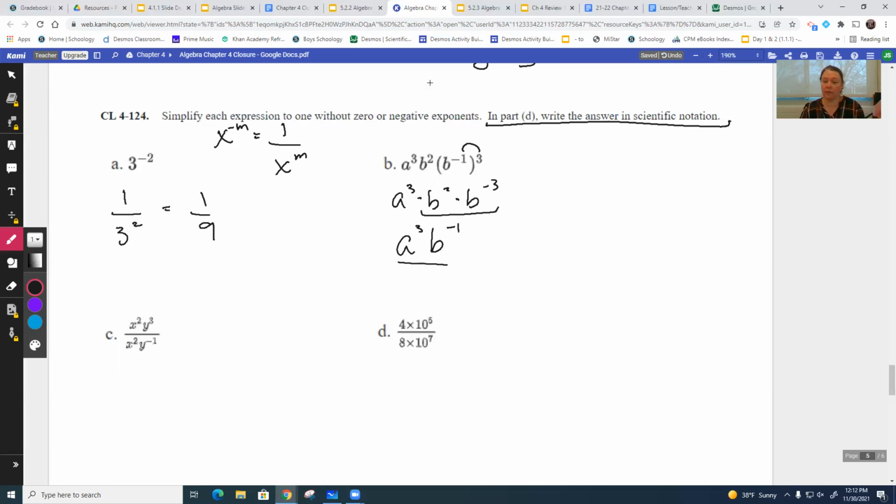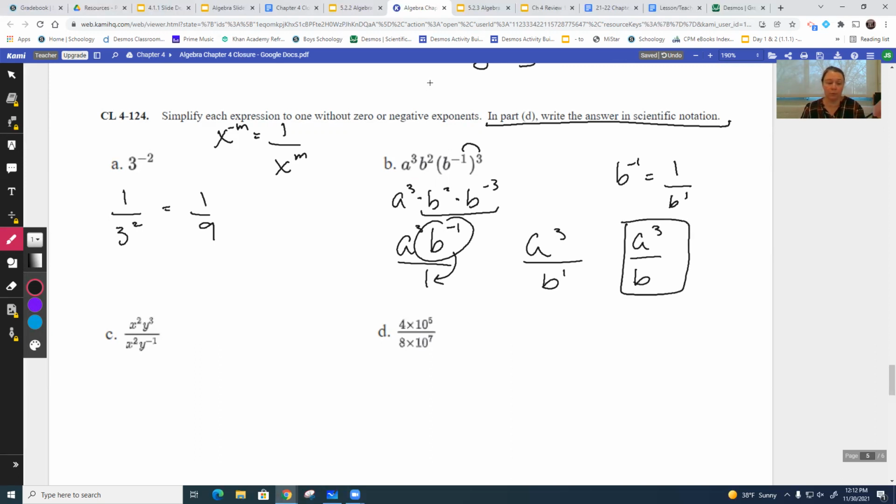So this right here, I can think of as a fraction, and this b to the -1 is the same as 1 over b to the positive first. Or I can just think of it as taking this whole thing, moving it to the bottom, and making it a positive exponent. The a to the third does not have a negative exponent, so it just stays there, right? Only the b comes down. So a to the third over b would be our final answer.